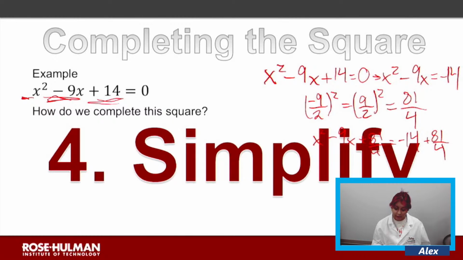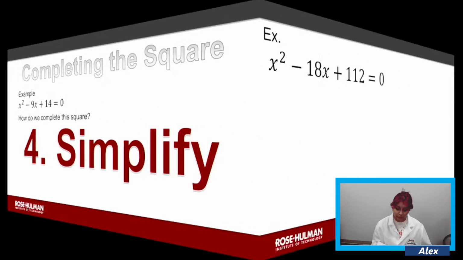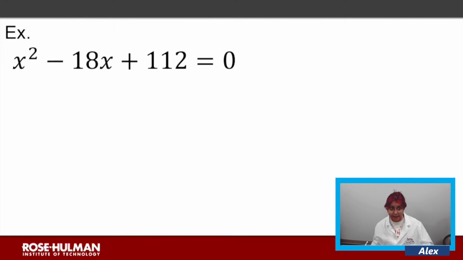Now, the last thing you have to do is simplify that. Since you have like terms in the equation, negative 14 and 81 over 4, those are like terms. So if you combine the ones on the right side, and then reorder the equation into vertex form, you will get your completed square form. So now let's jump into some examples.